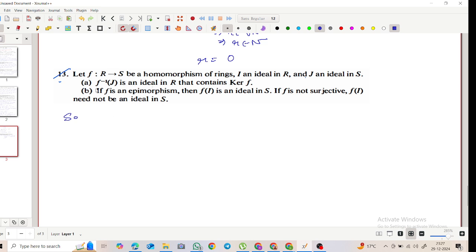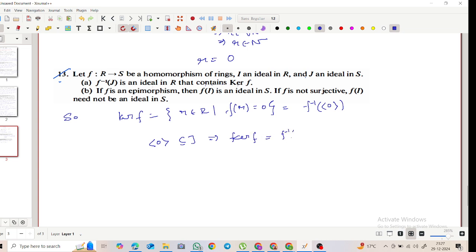So f inverse J is an ideal, that's fine. What is ker f? So ker f is all those r belonging to R such that f(r) is 0, right? So this is nothing but f inverse of the 0 ideal, right? So the 0 ideal is a subset of J, which implies ker f equals f inverse of the 0 ideal, a subset of f inverse J. Okay.